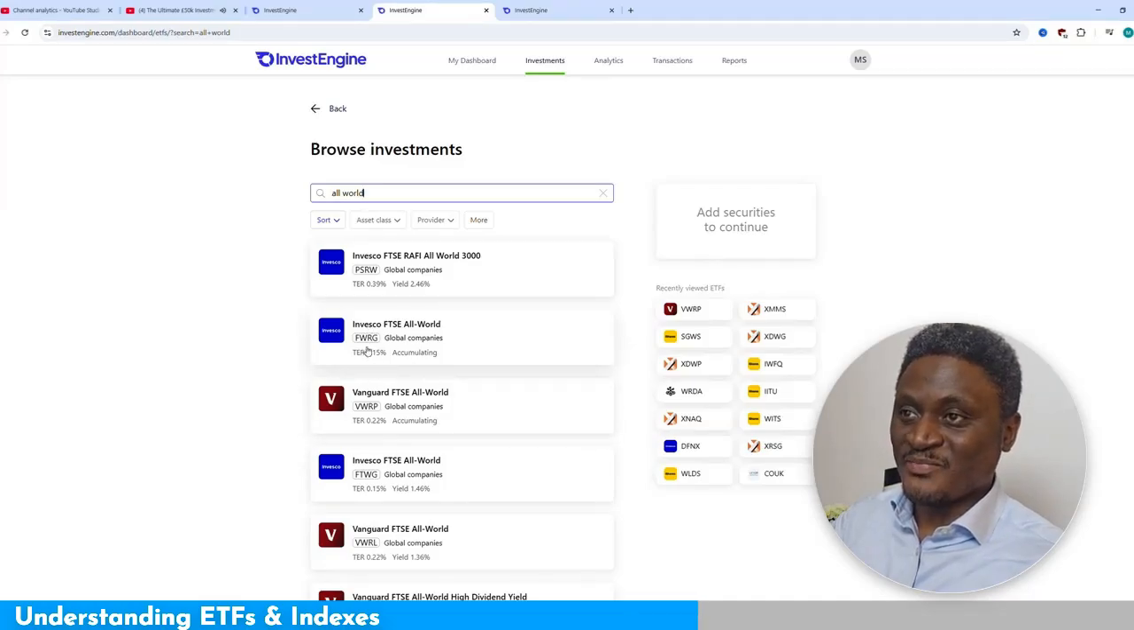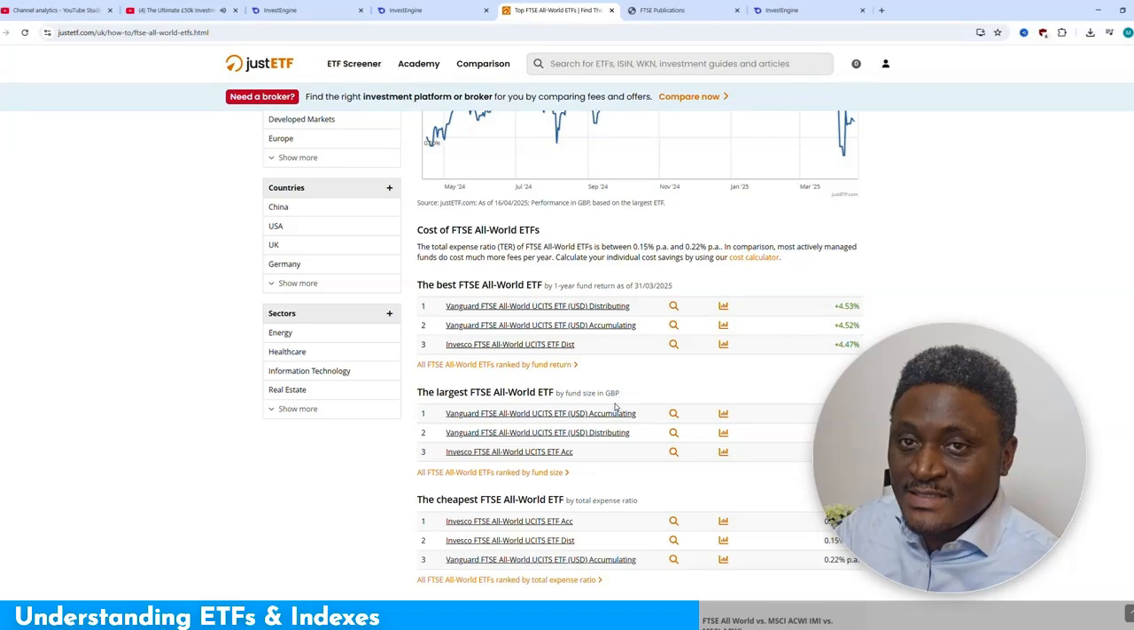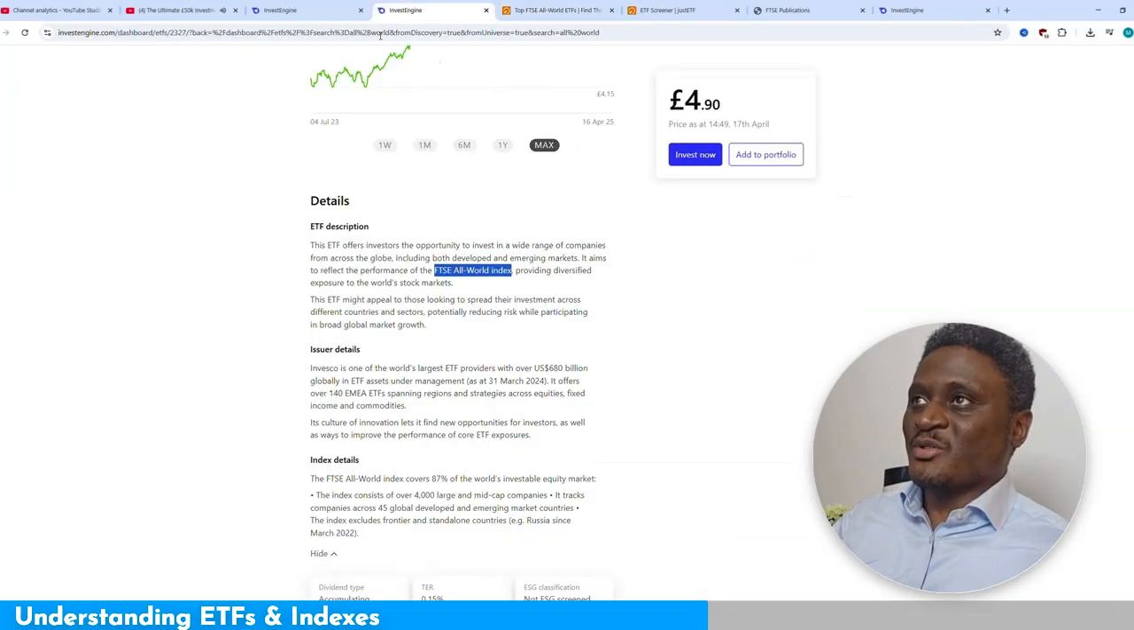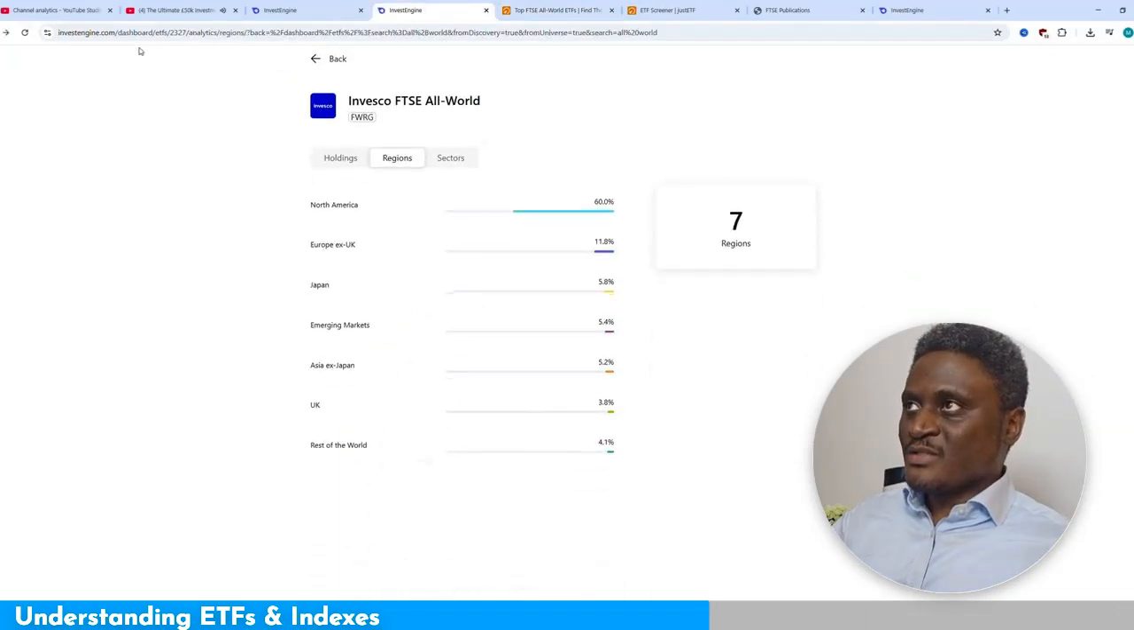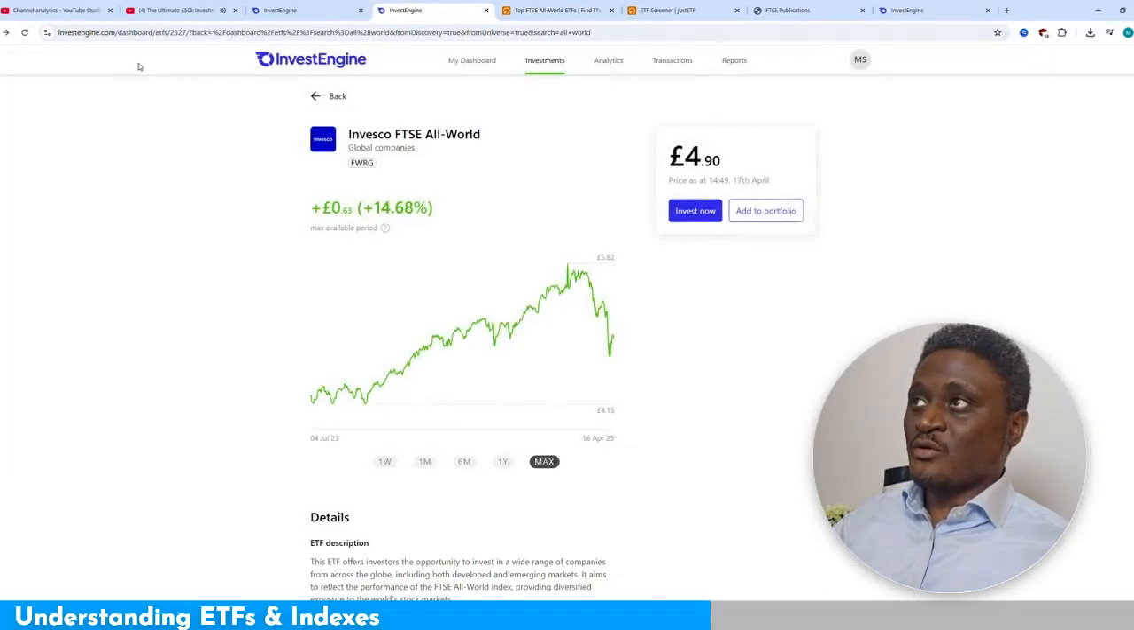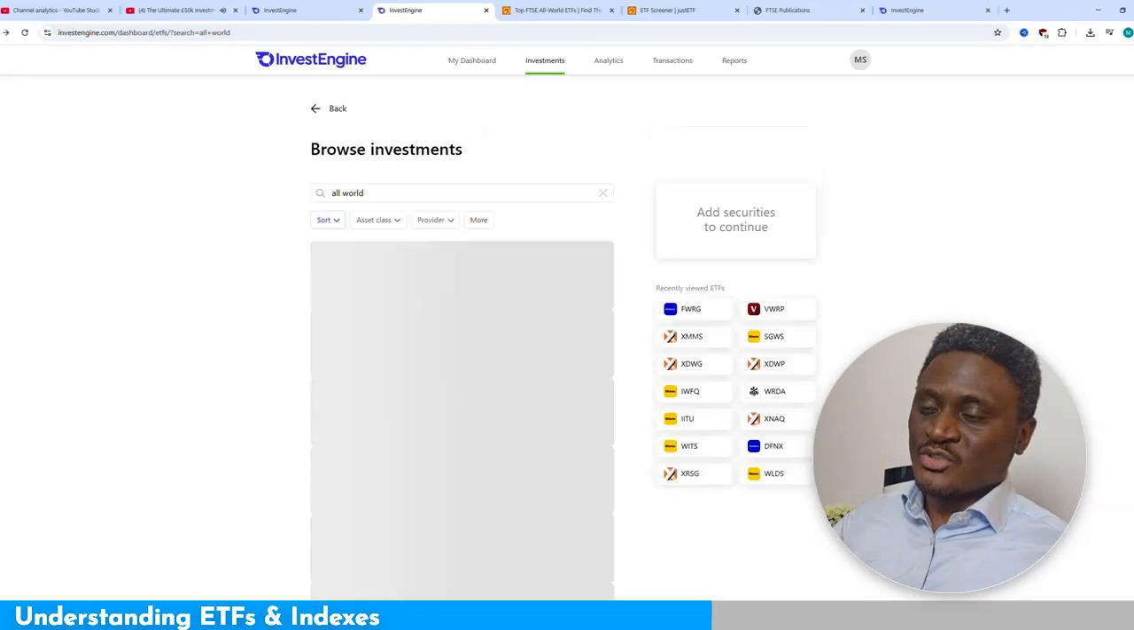These guys are cheaper. And when you look at the size of the fund, you see Invesco is pretty small, £900 million. Meanwhile, Vanguard is £1 billion, so it's like 10 times bigger than Invesco. So that's one of the reasons why you may want to stick with Vanguard. But the point I was trying to make was that's one way to do it. Invest in an all-world index and go to sleep.